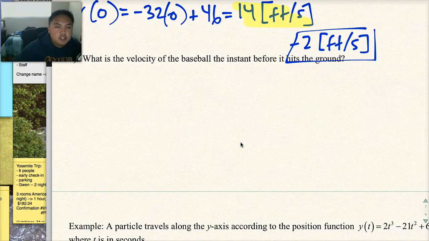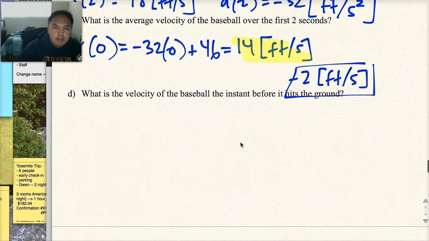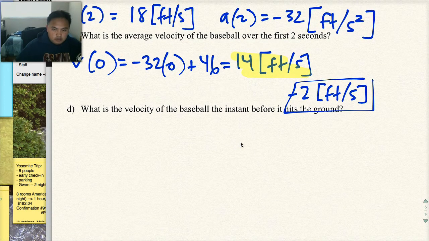And the last one for this particular problem says, what is the velocity of the baseball the instant before it hits the ground? Okay. So somebody's saying like, I don't get this one. What is the velocity of the baseball the instant before it hits the ground? I'm going to have to do two things here. First of all, in all these problems, I can't do anything unless I know the time. Okay. So I need to know what time this hits the ground.